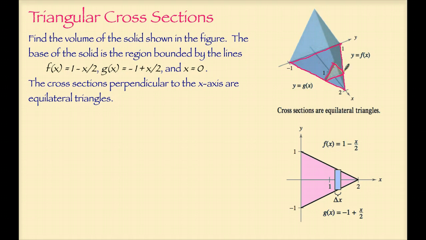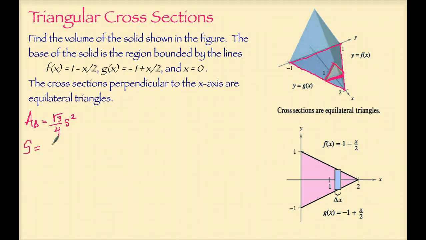So now that we know what the cross-section is, equilateral triangles, we need to know the area of that cross-section. The area of an equilateral triangle is square root of 3 over 4 times s squared, where s is actually the length of one of the sides. So let's determine the length of one of the sides of the equilateral triangle using f of x and g of x. The length of a side is the difference between f of x and g of x.